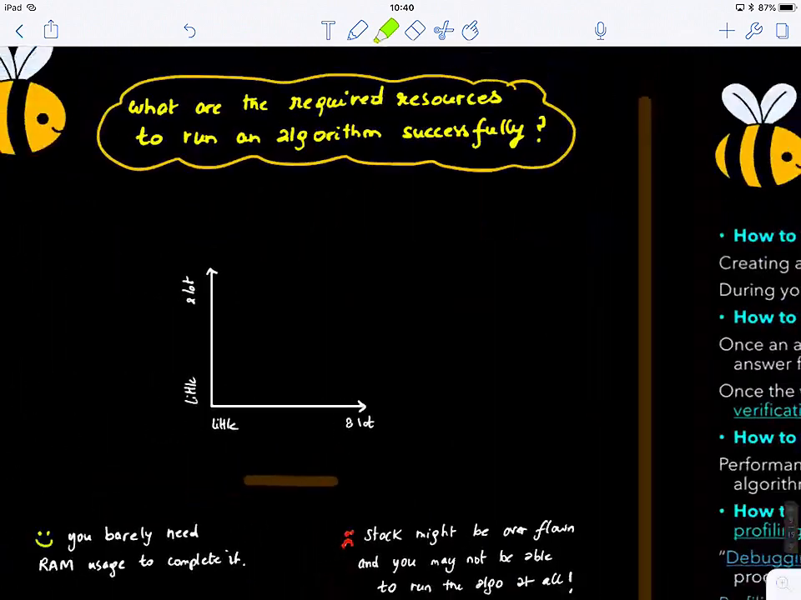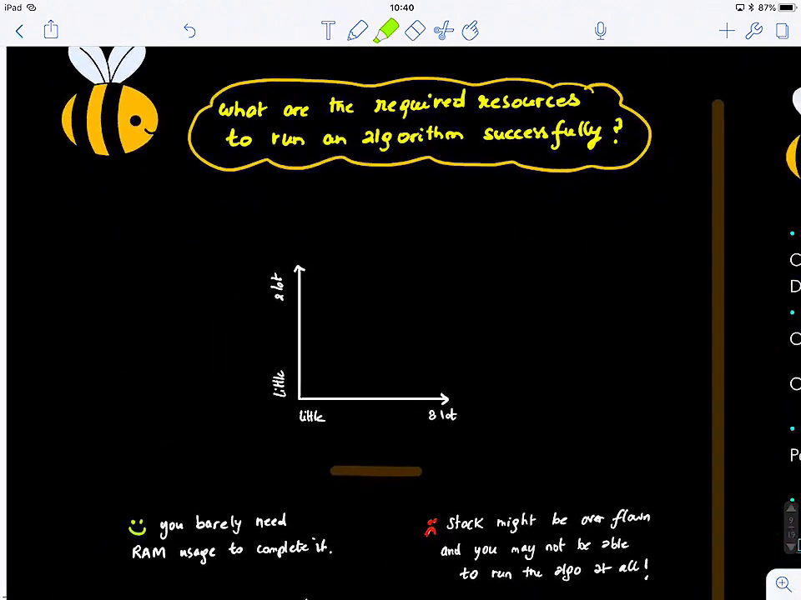We're going to look next, go next. So now you have a little bit of history about algorithms.